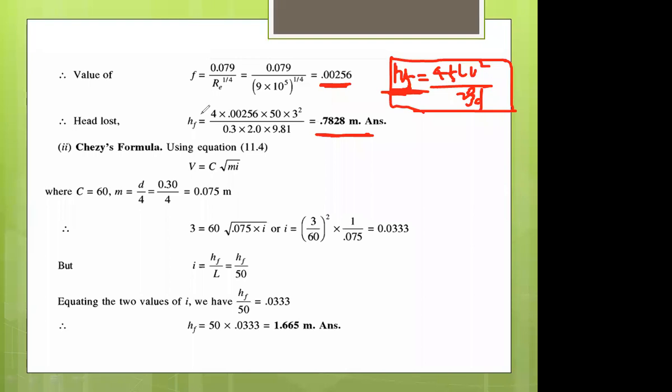Chezy's formula V is equal to C under root of m i.